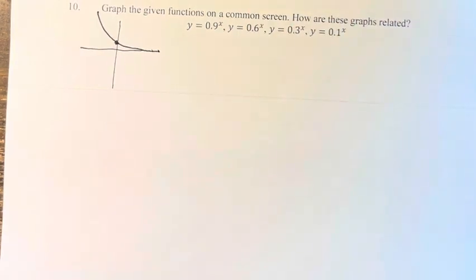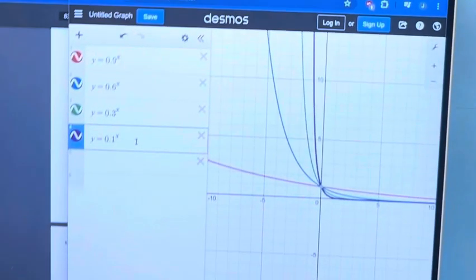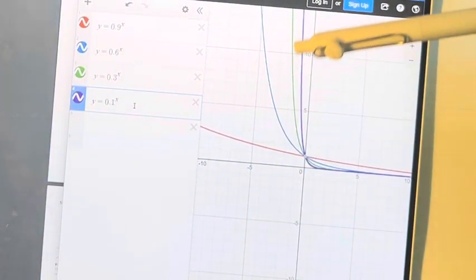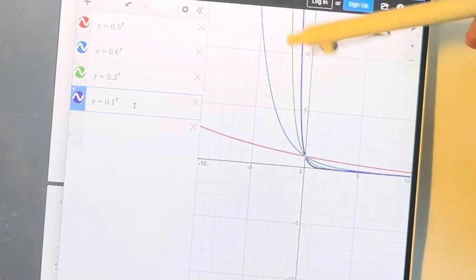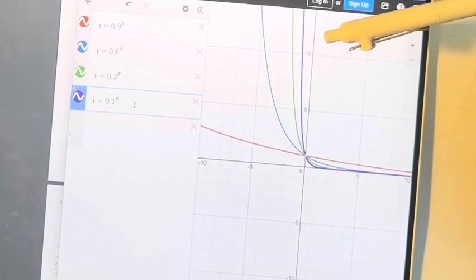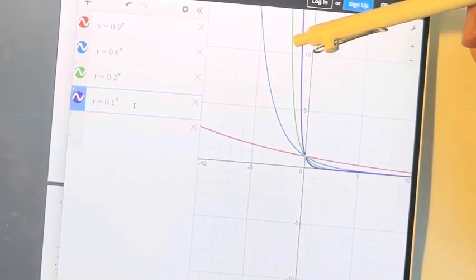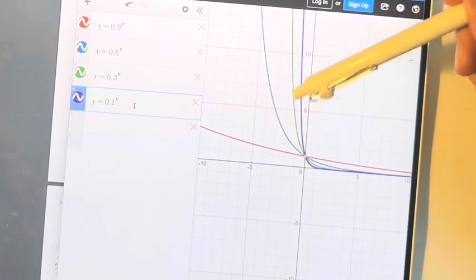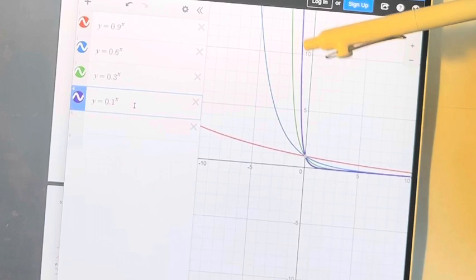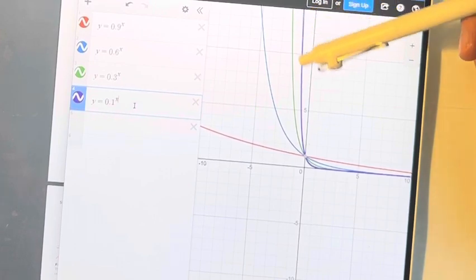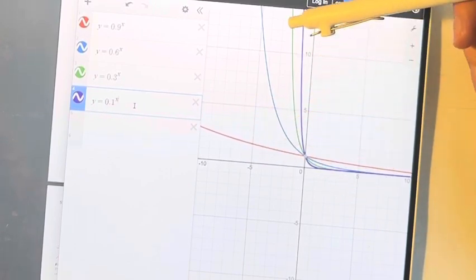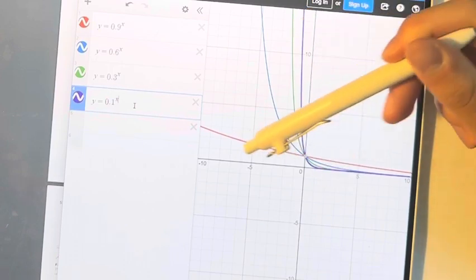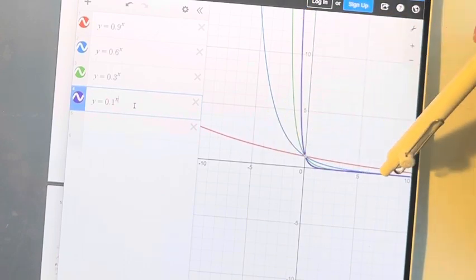I've put it into a graphing calculator, so we have it right here in Desmos. And we can look at these smaller differences between these, because some of these don't even look like the same function, right? The purple, 0.1 to the x, and red, 0.9 to the x, don't look like they're even in the same family. However, they just have much different rates of change, right?